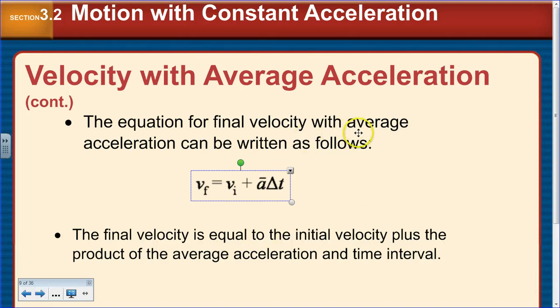The equation for final velocity with an average acceleration can then be written this way. The final velocity is equal to the initial velocity plus the product of the average acceleration and the time interval.